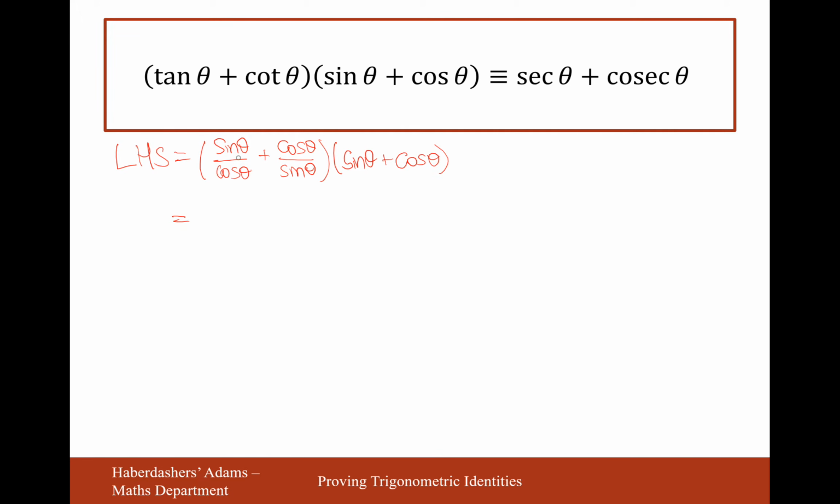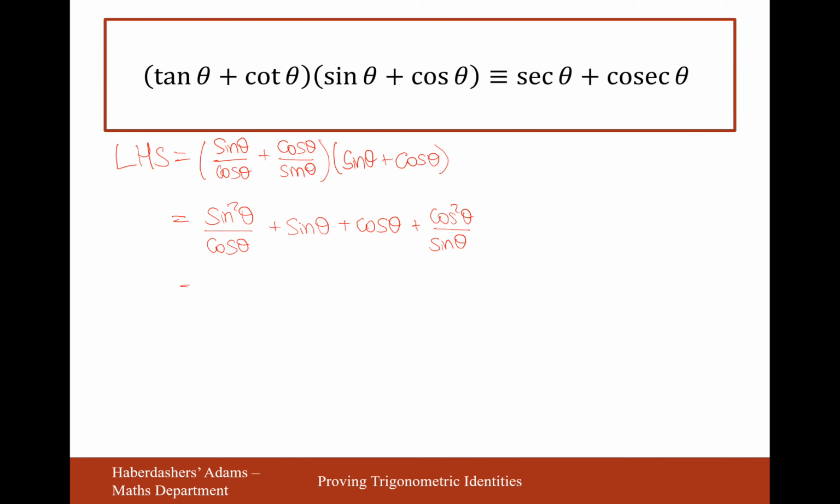So expanding the brackets, we're going to get sine theta over cos theta times sine theta. That would be sine squared theta over cos theta. Next one, sine theta over cos theta times cos theta. That would just be sine theta. Next one would be cos theta over sine theta times sine theta. That would just be cos theta. And the next one is going to be cos theta over sine theta times cos theta. That would be cos squared theta over sine theta.